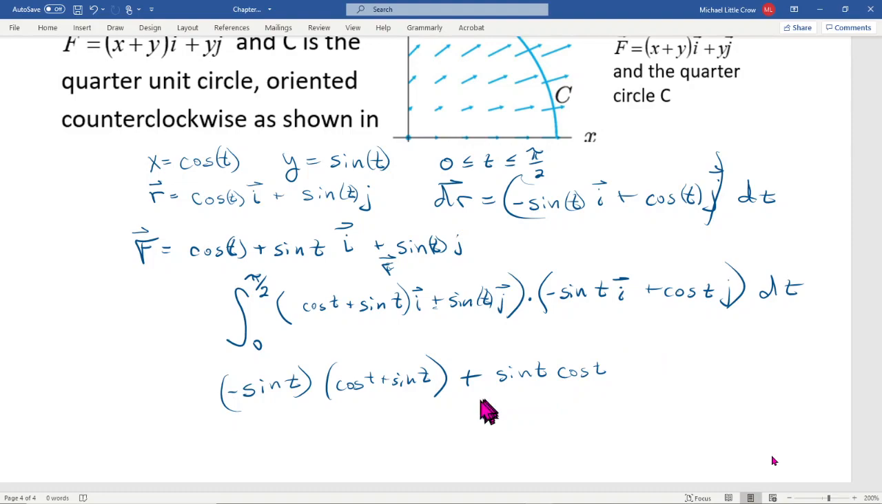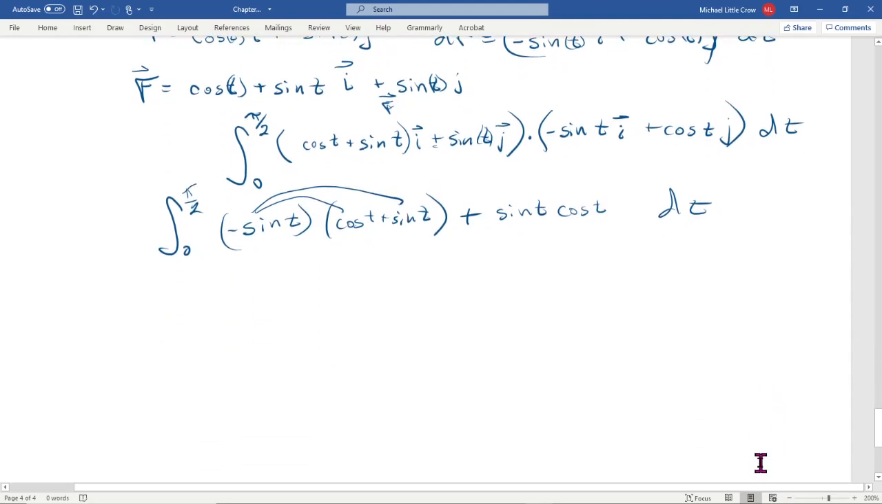And I'll just leave the parentheses off. It looks a little messier if we don't. So we're going to integrate from 0 to pi over 2 dt. Let's distribute this and then combine like terms and see where we're at.